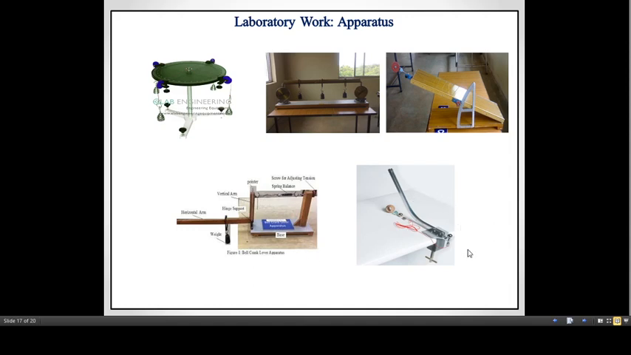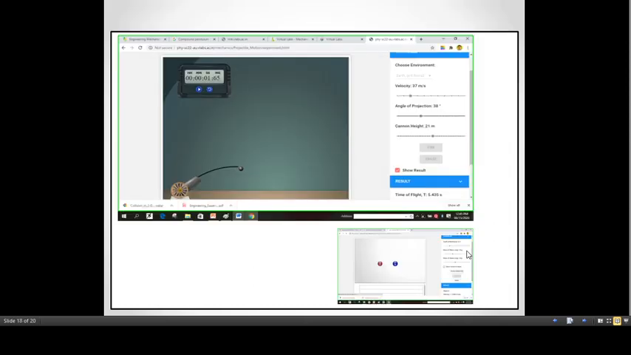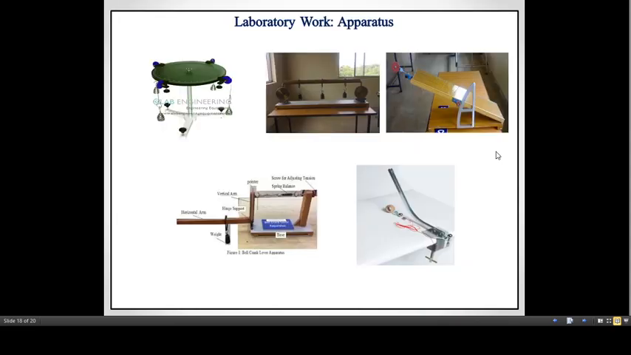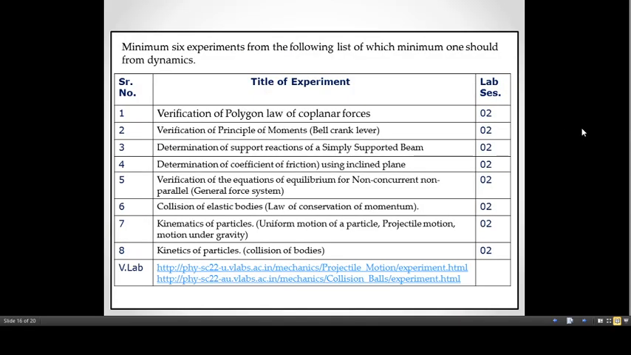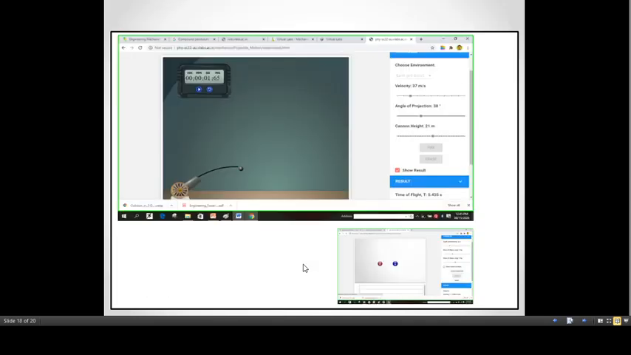What about this one? This is the collision of bodies apparatus. The list of those experiments, with the two links, is mentioned like this one. Now we are going to conduct the virtual experiments.